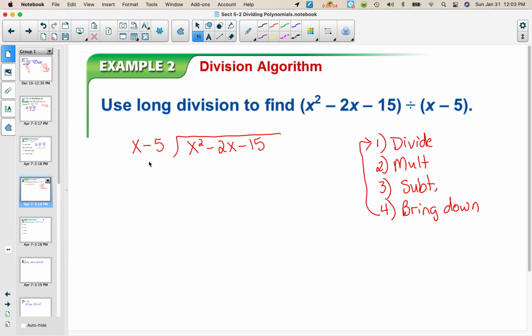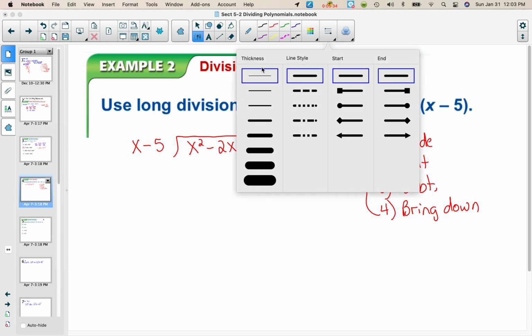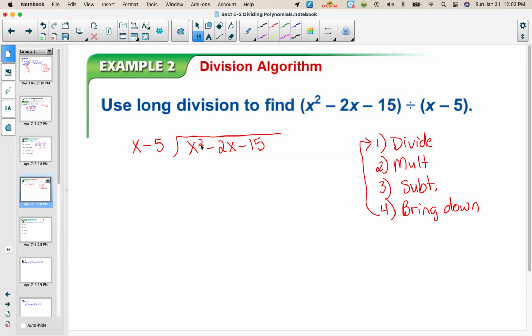So when we divide though, we're going to be looking at this. Ask yourself, how many times does x go into x squared? Or what might even be better is ask yourself, what do I have to multiply the x by to get an x squared? Well, x. So that's the divide part. So next I multiply. I have to do x times x is x squared, and x times the minus 5 is minus 5x. Now I'm going to subtract, but we're going to change signs and add, because subtracting is the same as adding the opposite. So I'm going to make this a minus, this a plus.